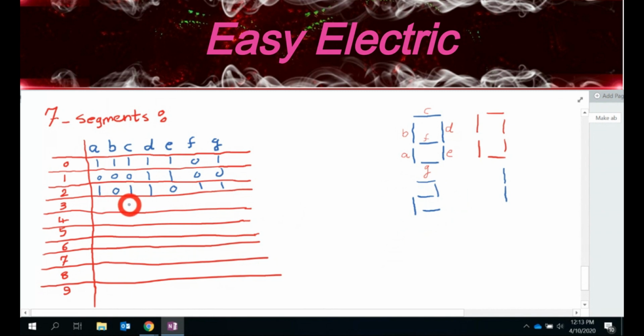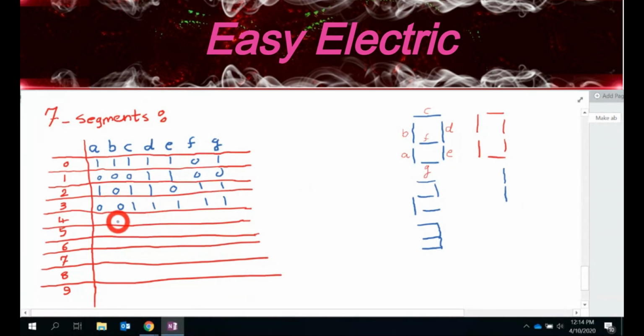So how about 3? For 3, just tell me which pins should be 0. Yeah, B and A, definitely. So for 3, you just put 0, 0, which is A and B. The rest should be 1, 1, 1, 1, 1. So let's see if just B and A is off, the rest is on. So you have these 3, okay?